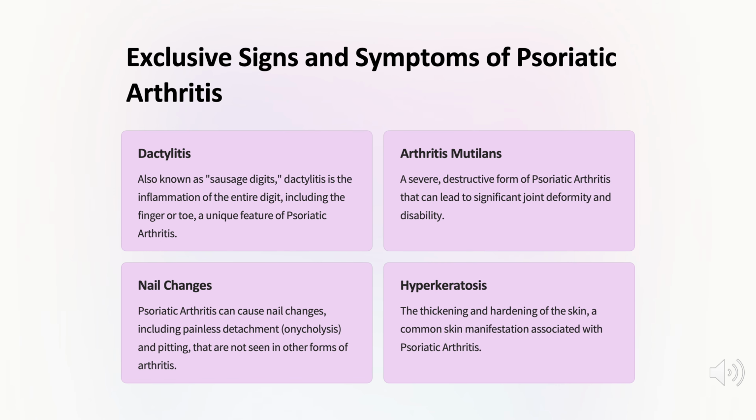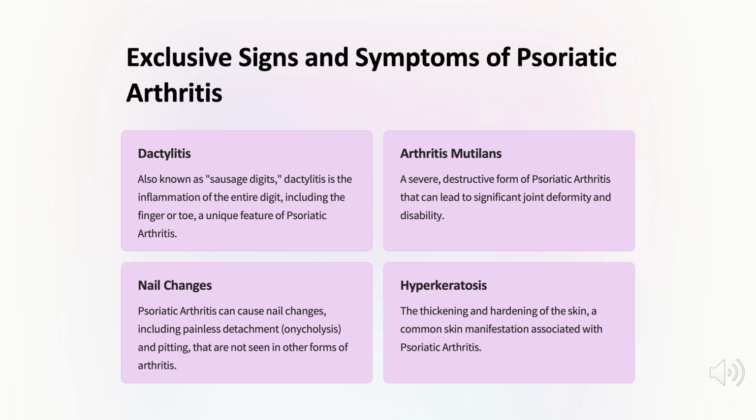Let's explore the exclusive signs and symptoms of psoriatic arthritis, distinguishing it from other forms of arthritis. One unique feature is dactylitis, colloquially termed sausage digits, which refers to inflammation affecting the entire digit, whether it's a finger or toe. This distinctive symptom is characteristic of psoriatic arthritis.